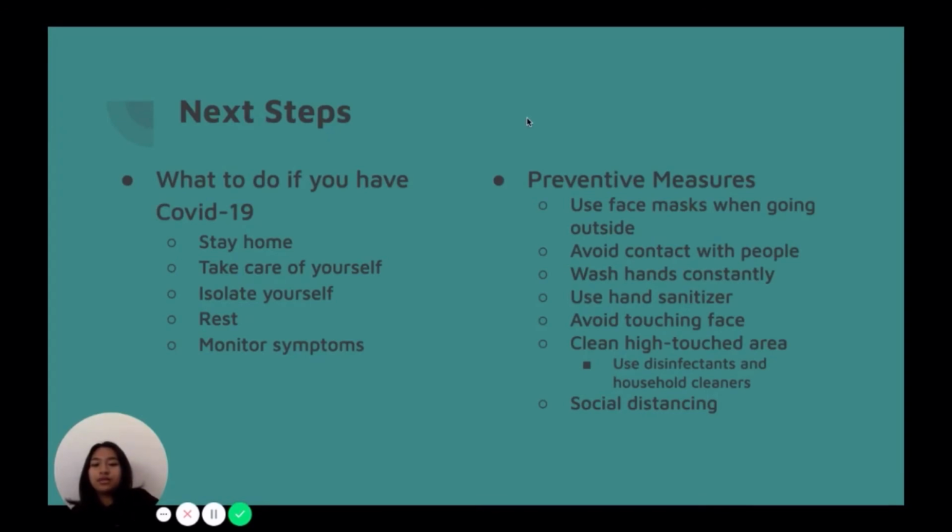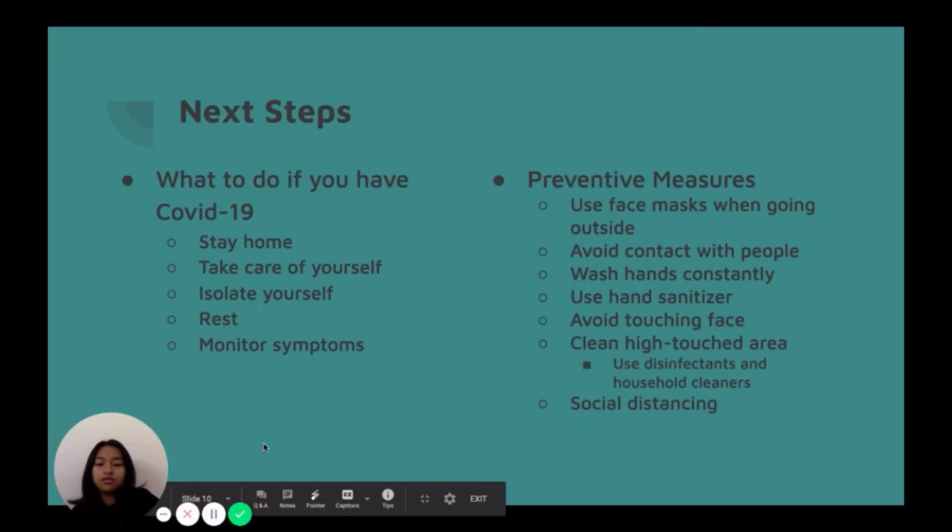For the next steps of the disease, what to do if you have it is that it is recommended to stay home and rest. It is also recommended to take care of yourself and monitor your symptoms with your doctor. However, if the symptoms do get worse over time, it is recommended to go to a hospital and be isolated there and put on a ventilator. For the preventive measures, it is recommended that you take part in social distancing, such as what we are doing right now, such as staying home. However, if you need to go get necessities, you should wear a mask and not touch your face when touching surfaces from outside. Use hand sanitizer also when you go outside and at home to clean high-touched areas, and also use disinfectants to clean off those areas.